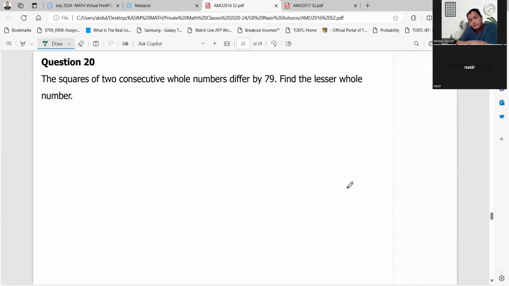The squares of two consecutive whole numbers differ by 79. Find the lesser whole number. Okay, that's quite an easy question. The squares of two consecutive whole numbers differ by 79. You should find the smaller of these two numbers. 1 minute.